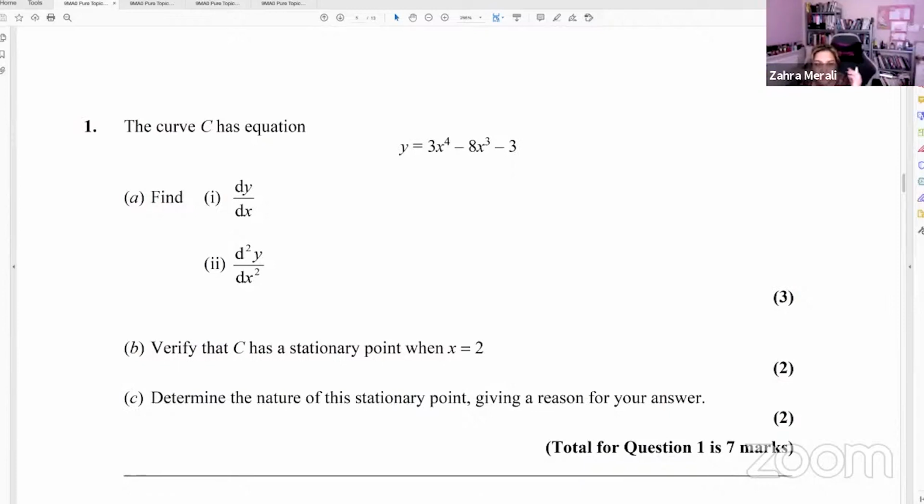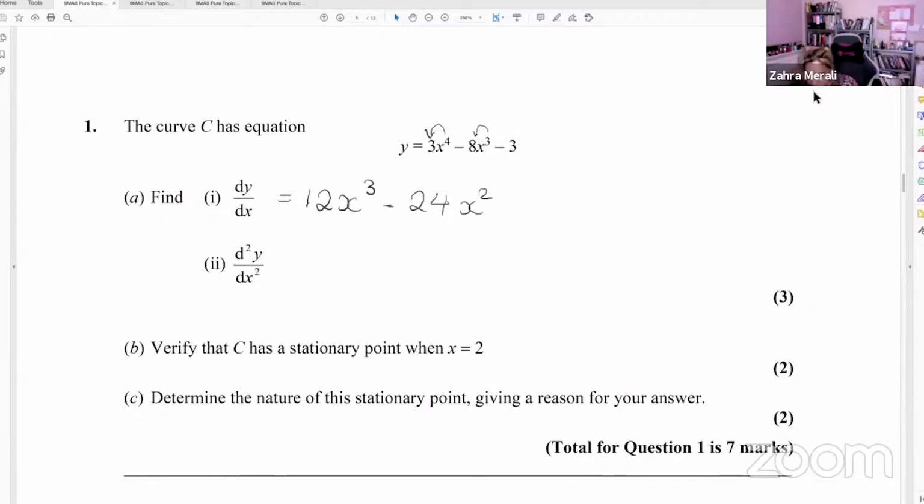So this is the set one, or the test one, on differentiation from Edexcel. We've got the curve C has an equation y equals 3x to the 4 minus 8x cubed minus 3, and we're going to differentiate. So to start with, we're going to simply differentiate first. So the 4 comes down, 3 times 4 gives you 12x, take 1 away from the power, cubed, minus 24x squared.